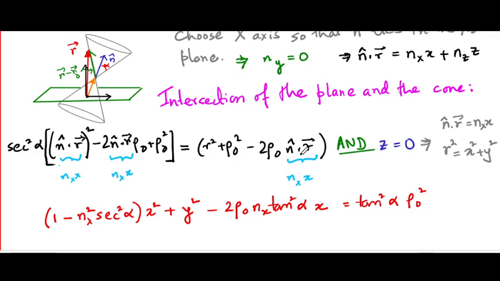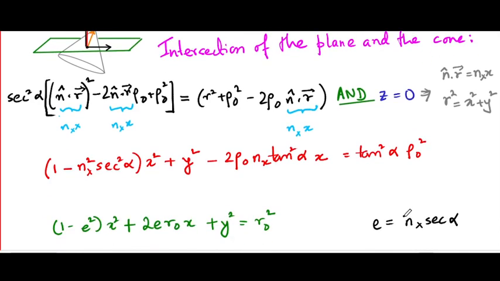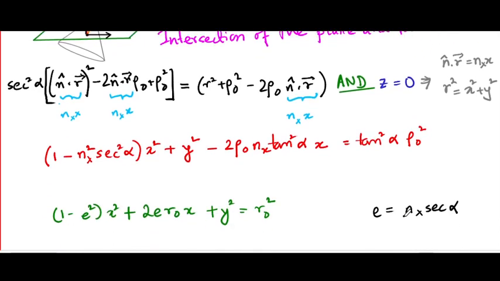Now let's just compare this with the equation that we have. We have 1 minus e squared x square plus twice e r0x plus y square equals r0 square. In fact, from this we can immediately read off e as nx sec alpha. And it might seem that it actually tells you immediately that r0 equals tan alpha rho 0, but that actually is not quite correct. Because if you took that, then twice e r0 will definitely never be equal to minus twice r0 nx tan square alpha.